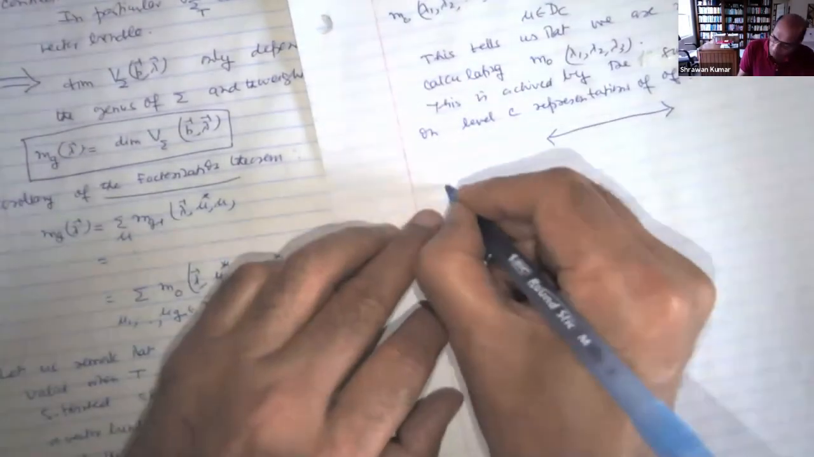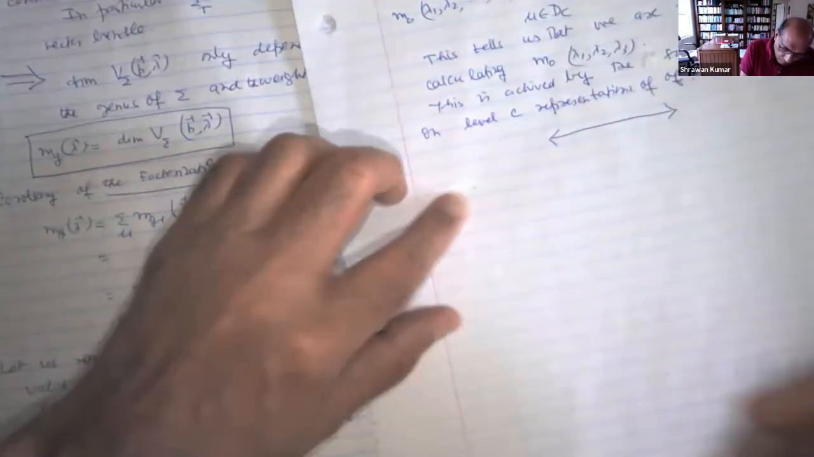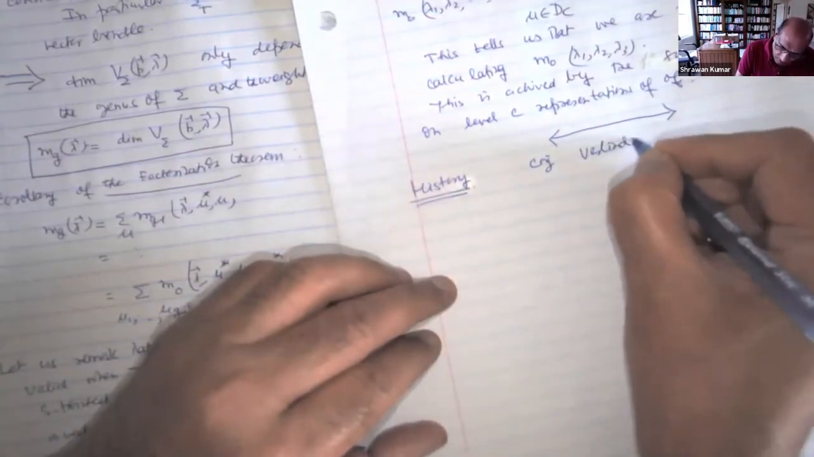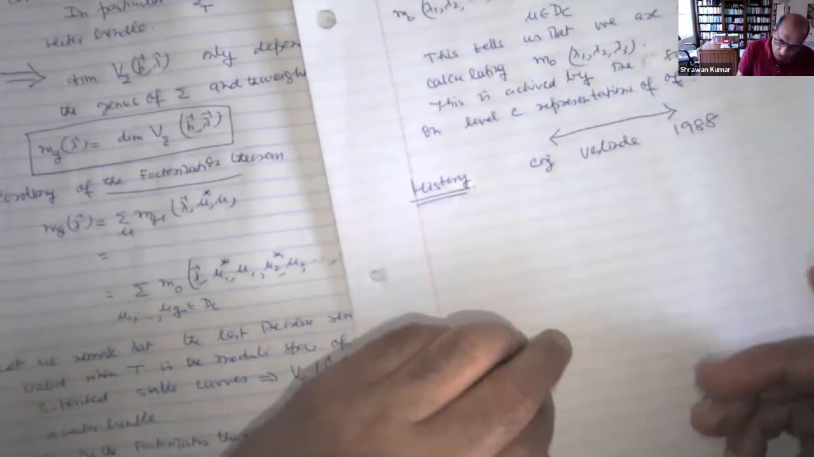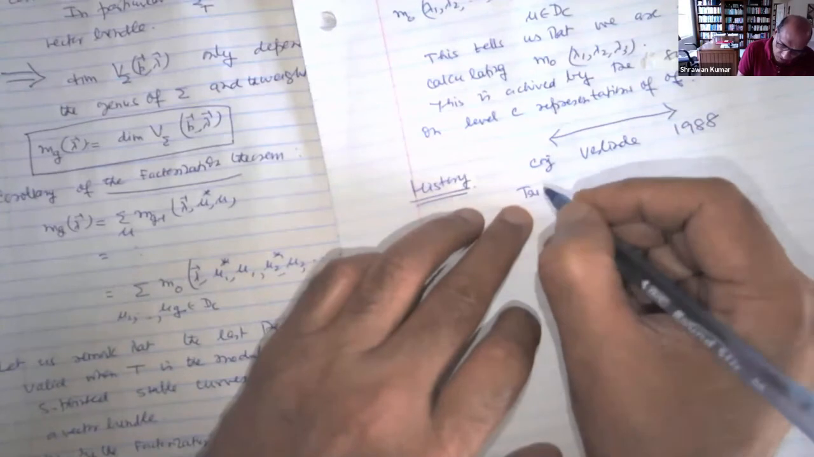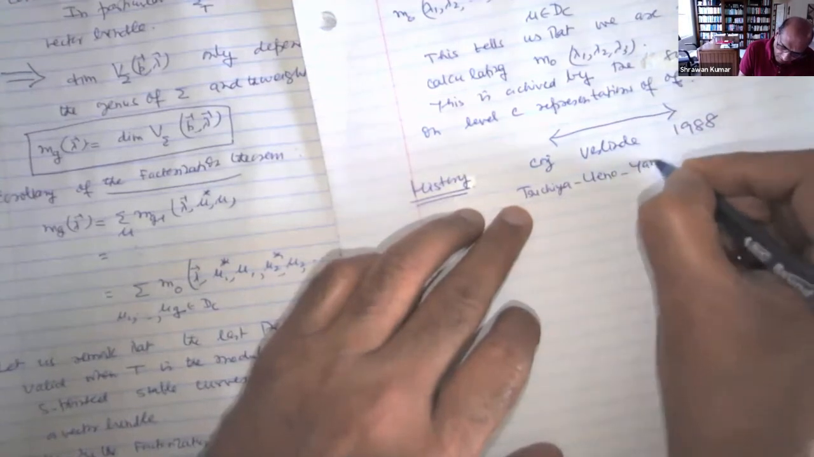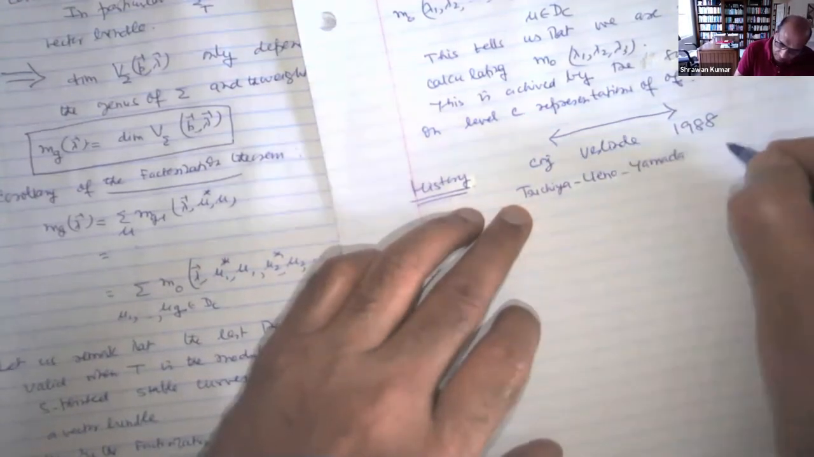Okay, so that's my crash course on the classical Verlinde theory. So now comes, this is joint work. I should say something about history very briefly. As I said, the conjecture was Verlinde, 1988. And one of the most important works in this direction was done by Tsuchiya, Ueno, and Yamada, and that is 89.